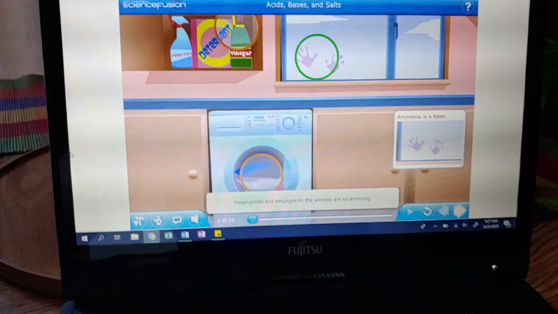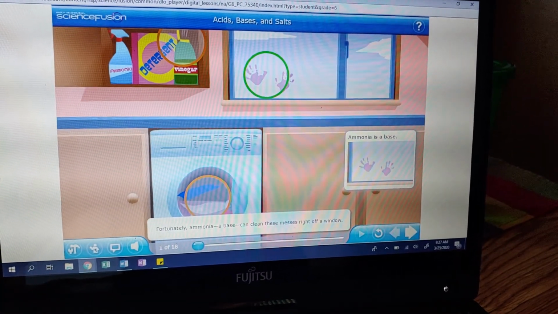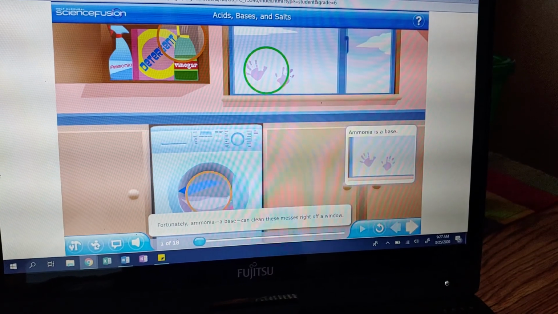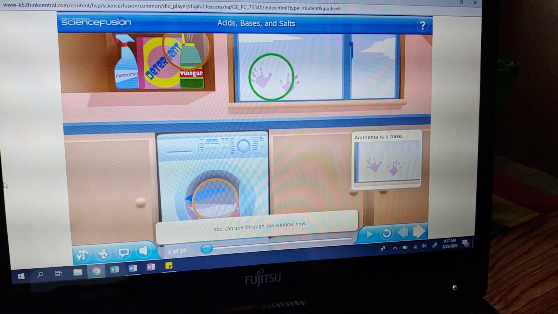Fingerprints and smudges on the window are so annoying. Fortunately, ammonia, a base, can clean these messes right off a window. Spray a little, then wipe. Look! You can see through the window now.